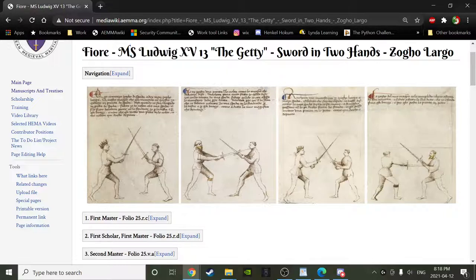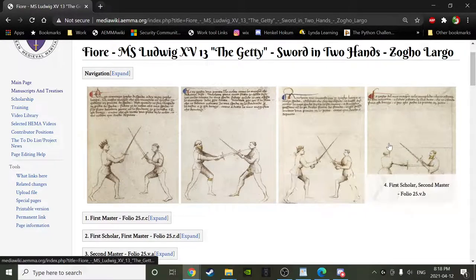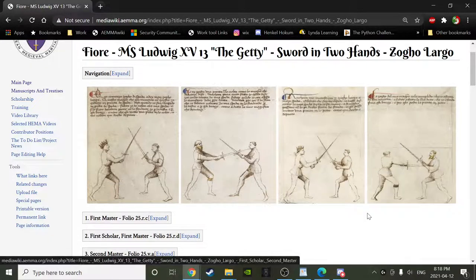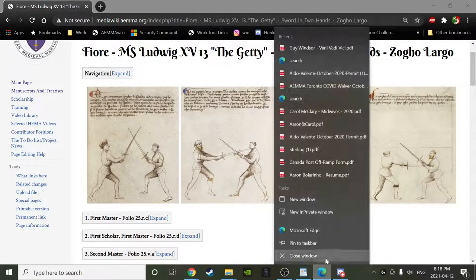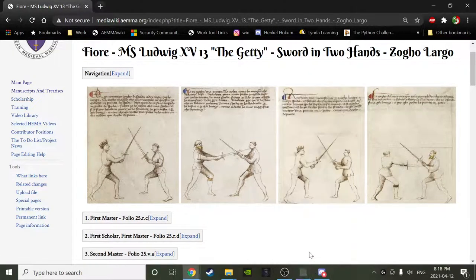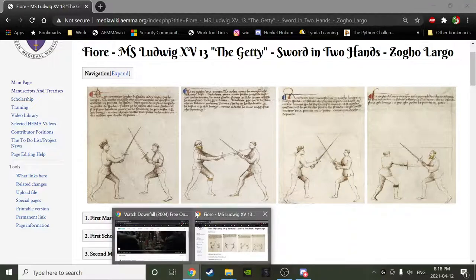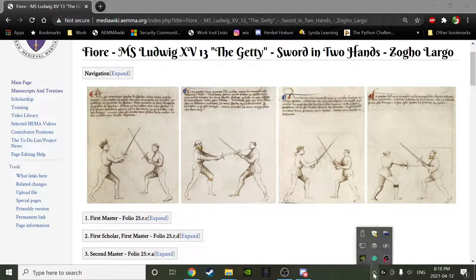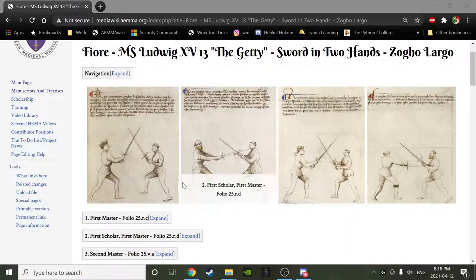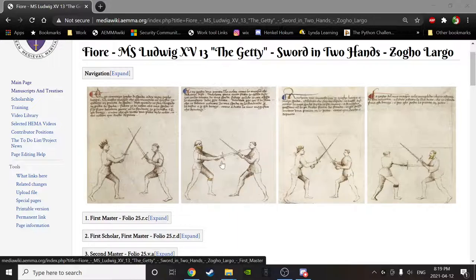Right now I have my browser open with the EMMA Wiki on the Largo section. For me, it's still loading. Yeah, it's loading for me too. Interesting. It's just been loading perpetually. Okay, let me close some things. Maybe it's because I have some browser open. I don't have any other applications open. Is it still loading for other people? Yeah. The thing is, we can see the thumbnail, so I don't think it's an internet issue. It might be a Discord issue.